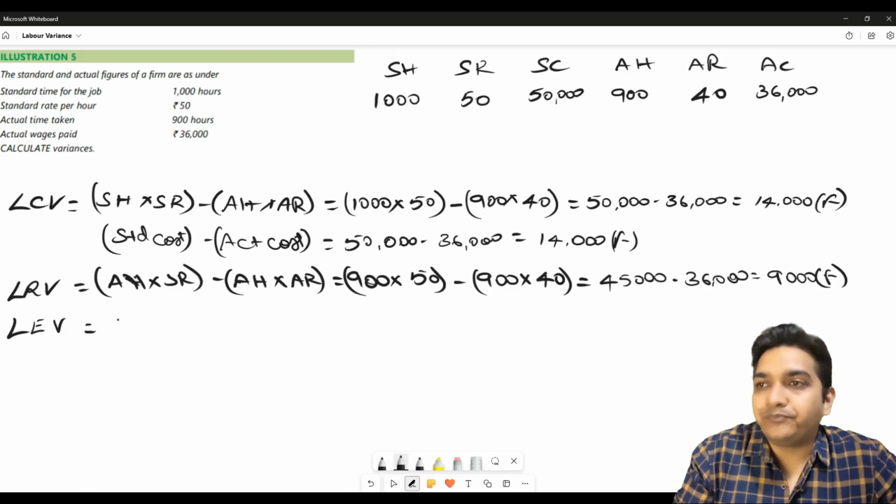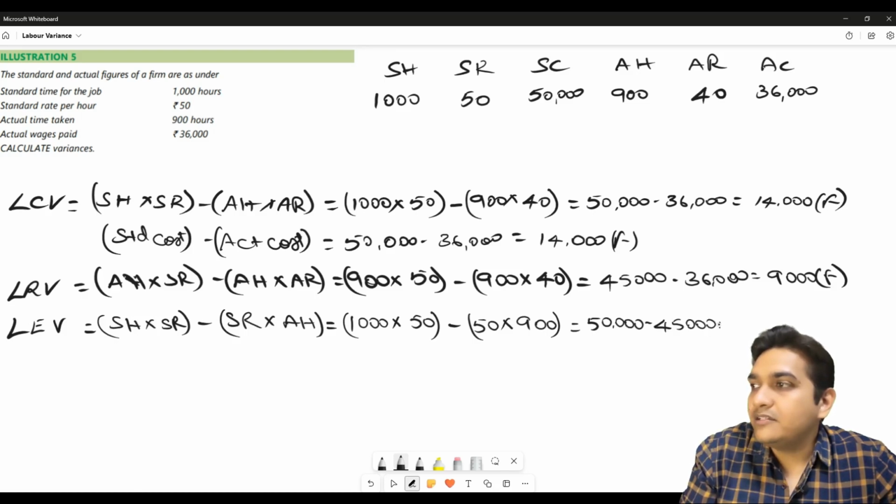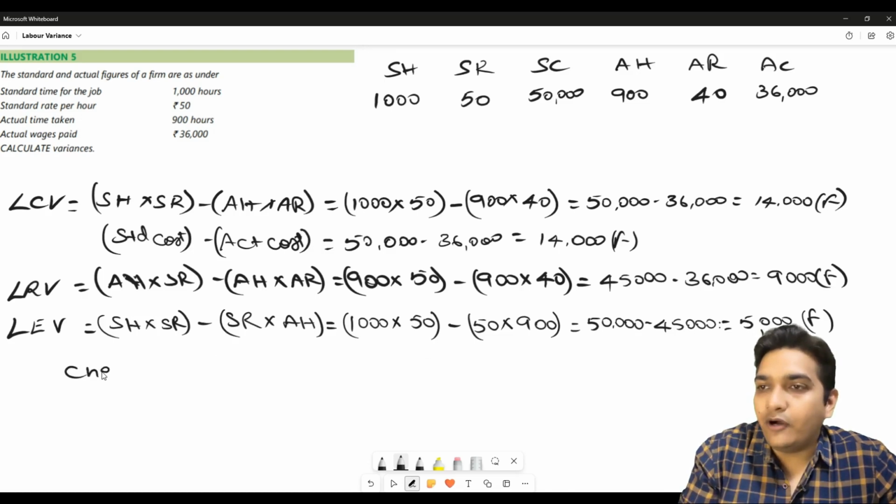Yes, we can. What is the formula? Standard hours into standard rate minus standard rate into actual hours, which is equal to, standard hours is how much? 1000 into 50, my standard rate, minus 50 into 900, which will be equal to 50,000 minus 45,000, which is equal to 5,000 favorable.